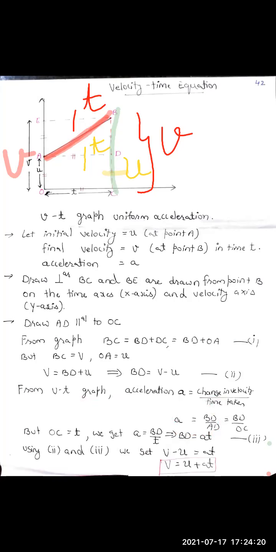Now, children, if you look at equation number 2 and equation number 3 carefully, here you have BD equals V minus U, and here you have BD equals AT. So BD is the same, and we can write V minus U equals AT. So we have equated equation number 2 and 3. If we send U to the other side, it becomes positive, and you get the first equation of motion, the velocity time relation, that is V equals U plus AT. Right, beta? So this is your first equation of motion.